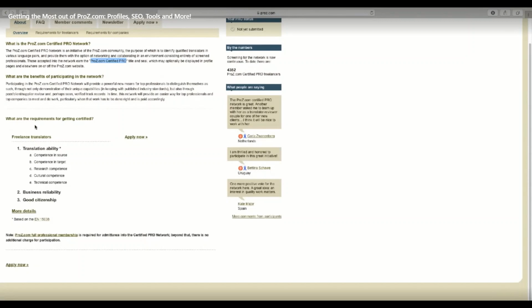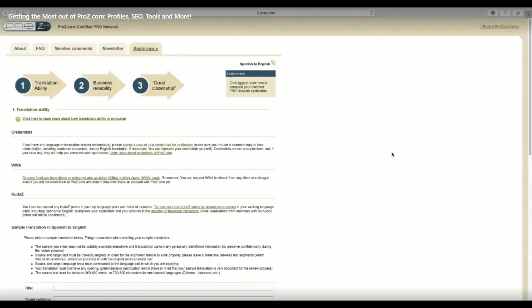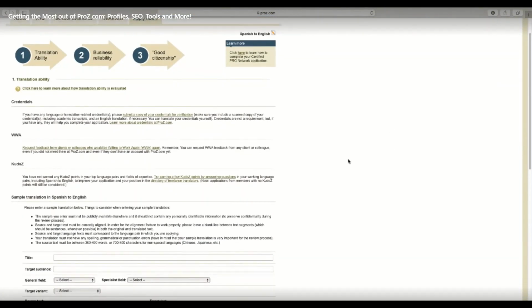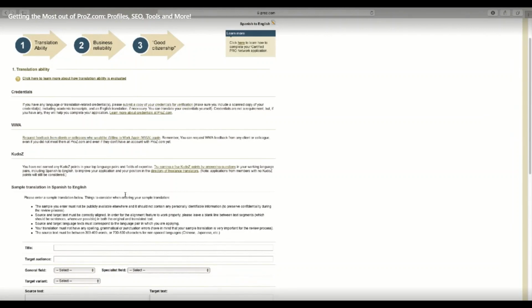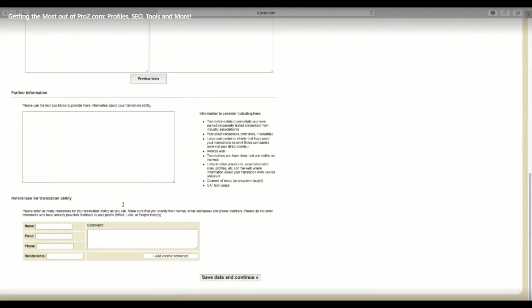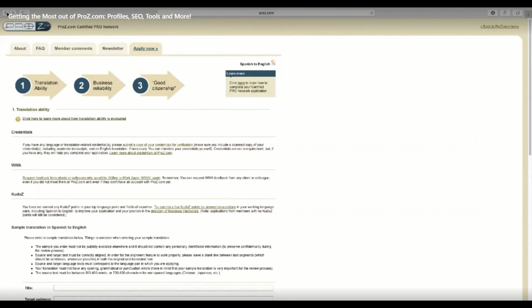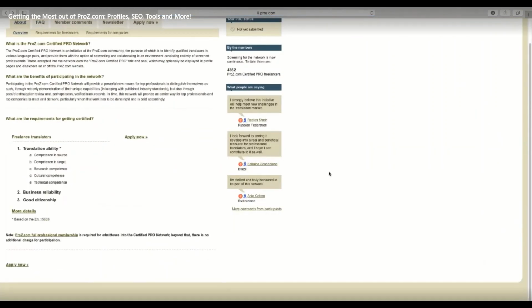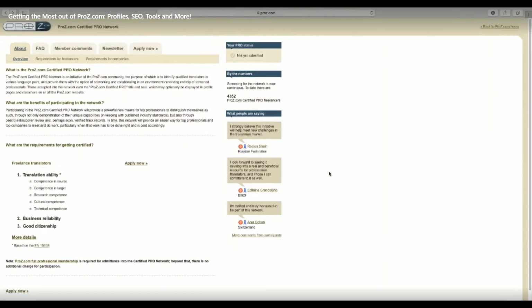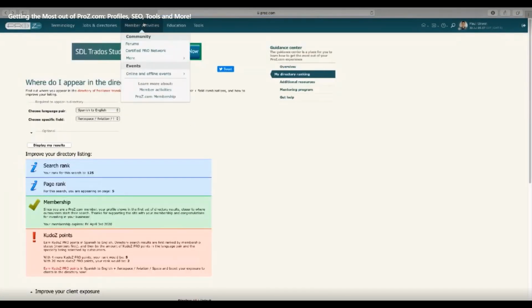It clearly explains the requirements here in terms of what you need to have in order to get certified as a Proz.com Certified Pro, and it's very easy to apply for that. So something that you might want to consider. Again, you can read through all of this information in your own time. You can fill in the application form and position yourself as a Proz.com Certified Pro. So let's just go back here. So that's the Proz.com Certified Pro Network.